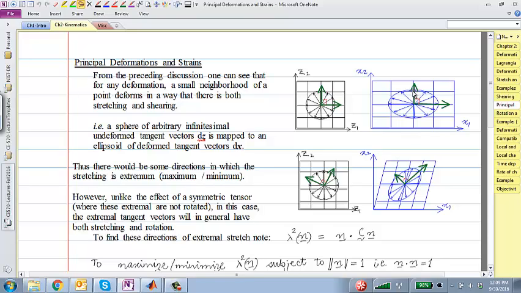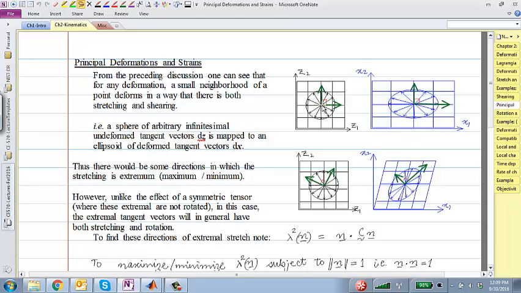But for C, we can calculate the principal values and principal directions of the C tensor to get some idea of what might be the directions of principal stretches and strains. So we'll do the same exercise here.